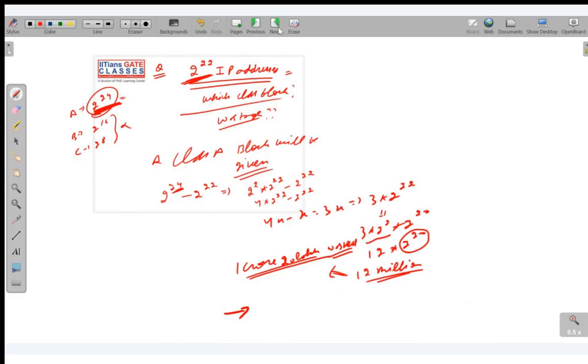Better approach can be this organization can share this block with 3 more organizations to prevent wastage. Okay, and all these 3 organizations must need 2 power 22 IP addresses.